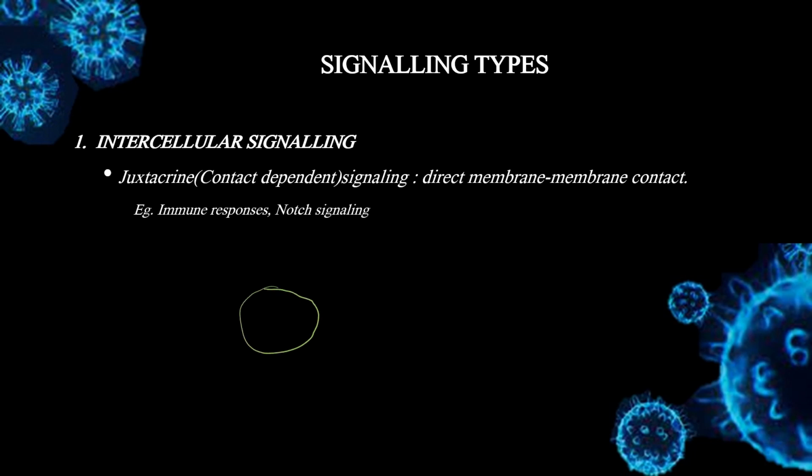For example, this is cell A and this is cell B. So here the signaling will be from cell A to cell B within this contact. The contact between cell A and cell B, so the signals can be transferred from this cell to the next cell. This is called juxtacrine signaling.